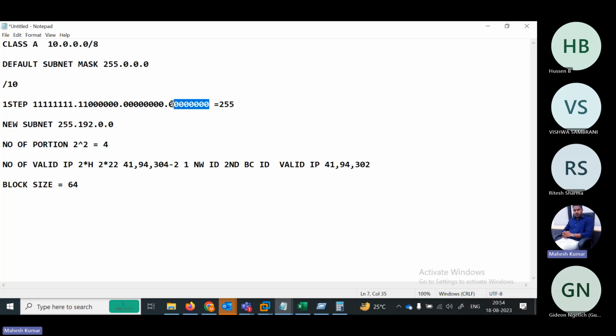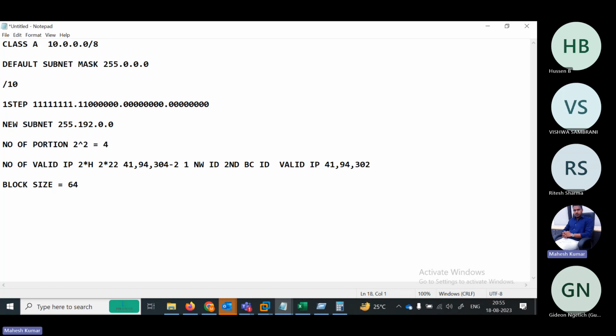Every octet has a maximum value of 255. I already uploaded this in the last video, so go through it in sequence so you can understand it in a better way. In every octet, the second bit value is 64 and the first bit value is 128. So our block size will be 64.